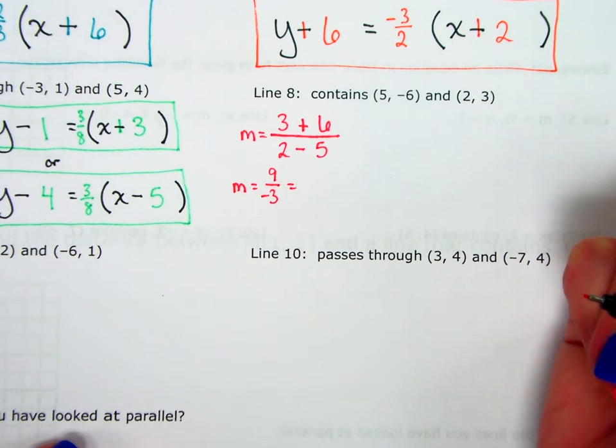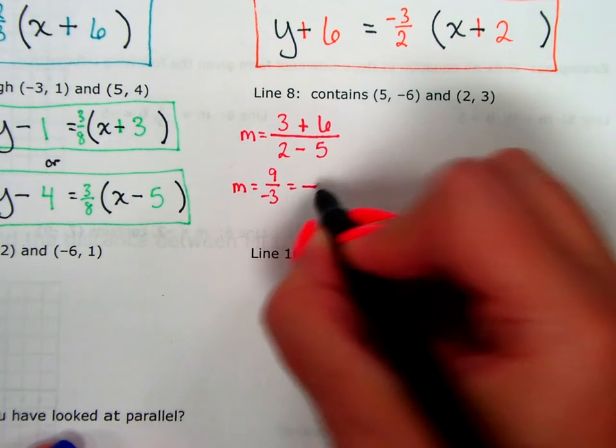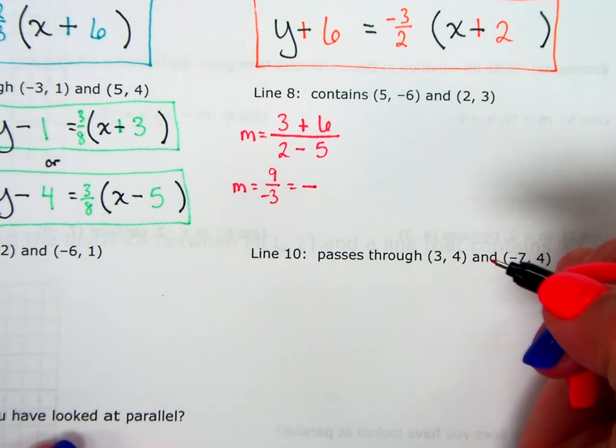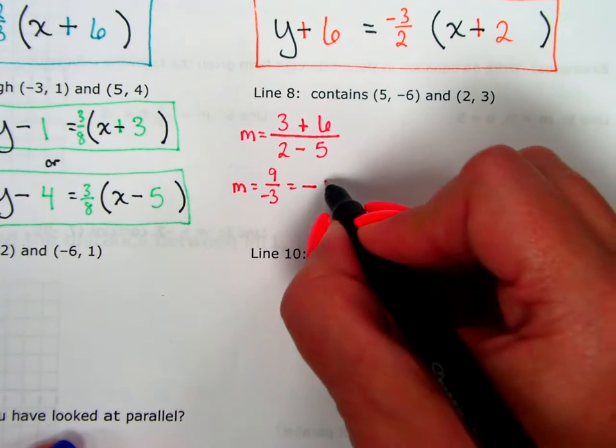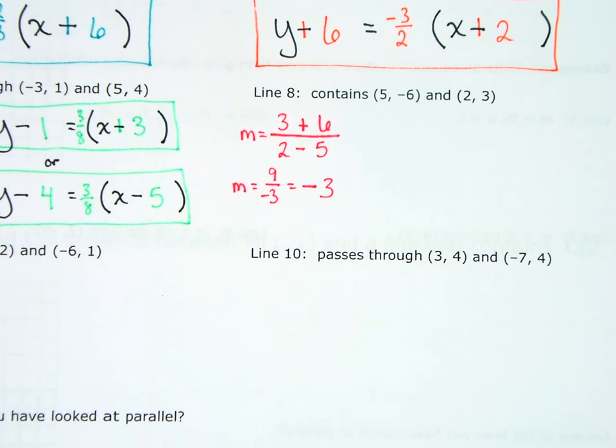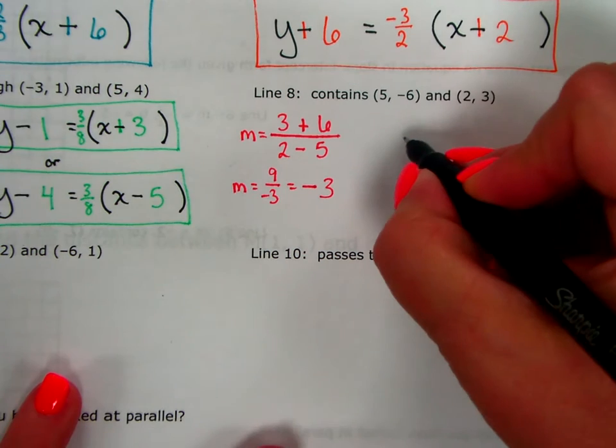So what's my slope? Negative 9 over 3. What's 9 divided by 3? It's negative 3. Straight up negative 3. Don't make this harder than it has to be.